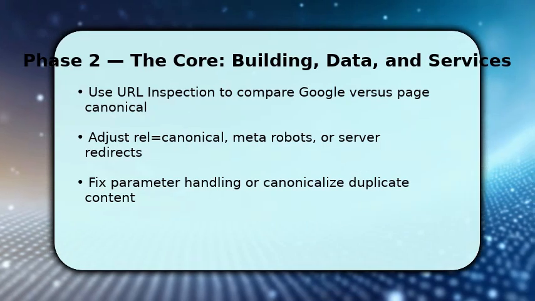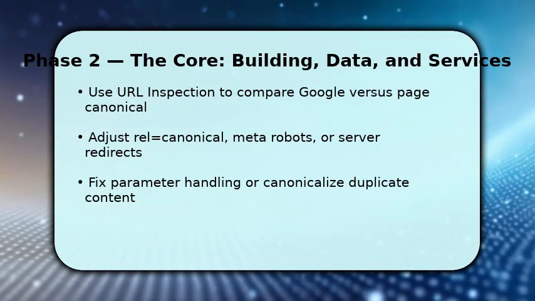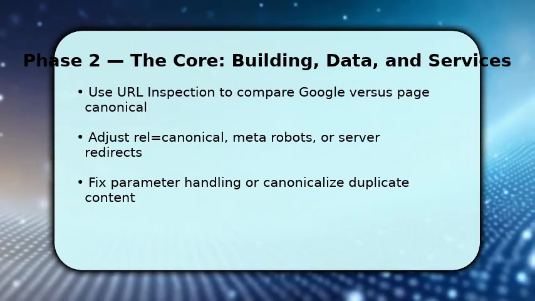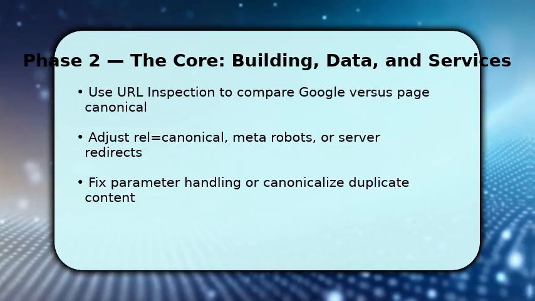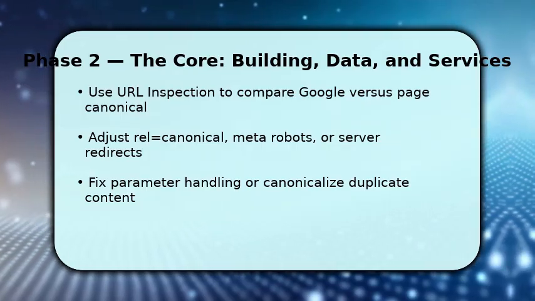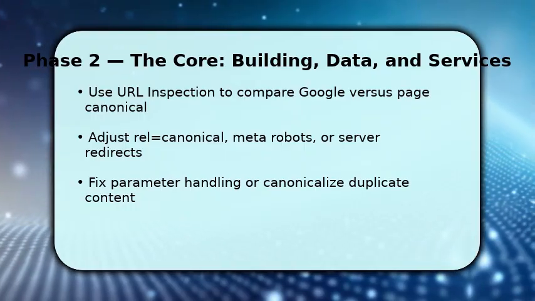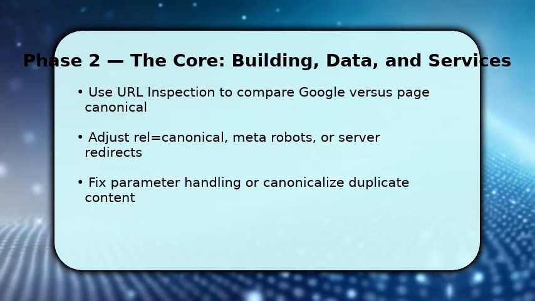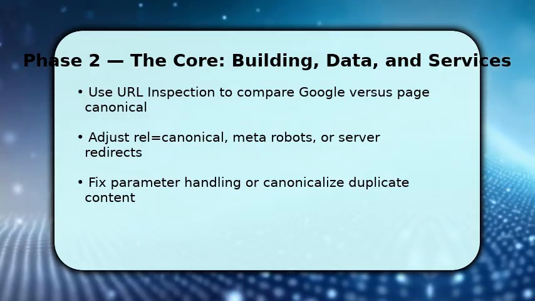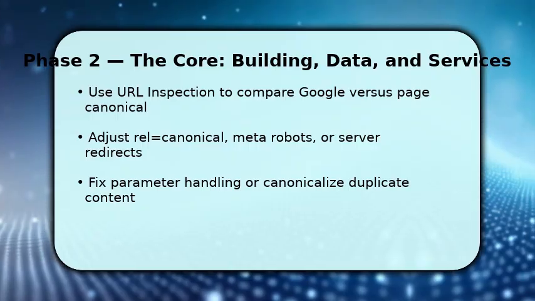You now diagnose why Google chose a different canonical. Inspect the HTML for rel=canonical, check for conflicting headers, and review server 301/302 behavior. If the page tag is wrong, change rel=canonical to the preferred URL and ensure it is absolute. If headers conflict, align them with the tag.